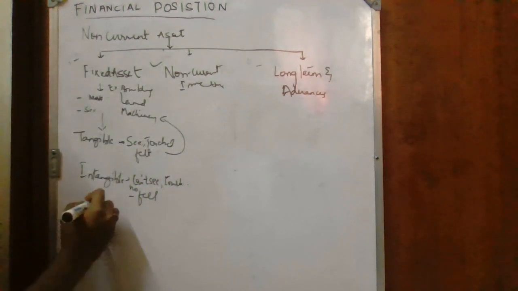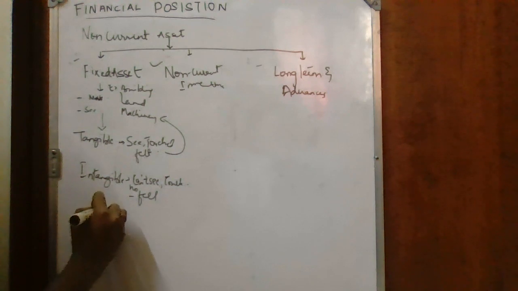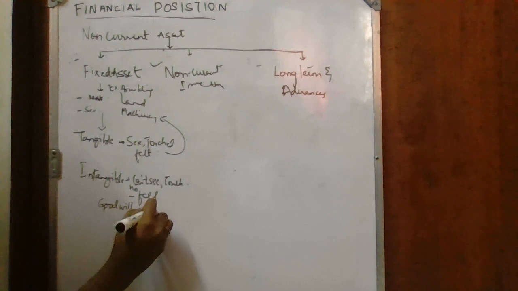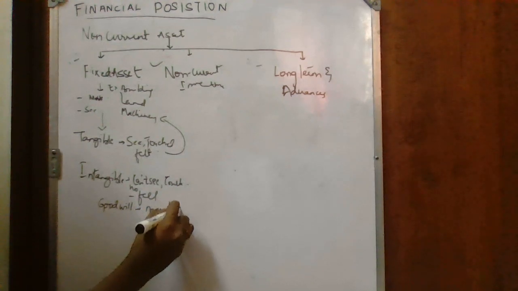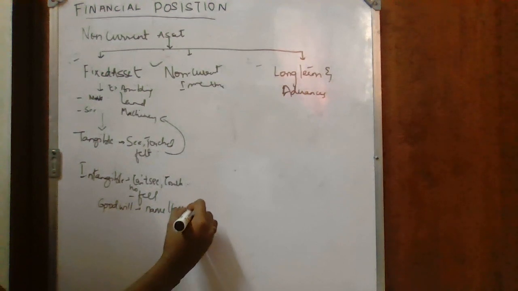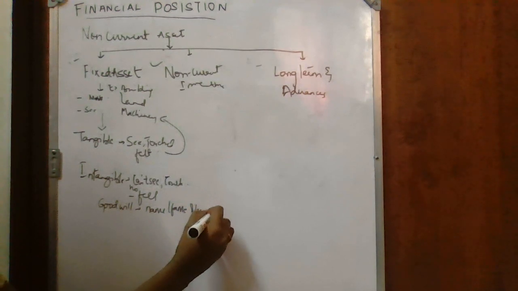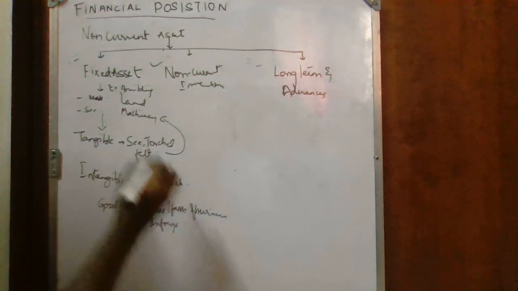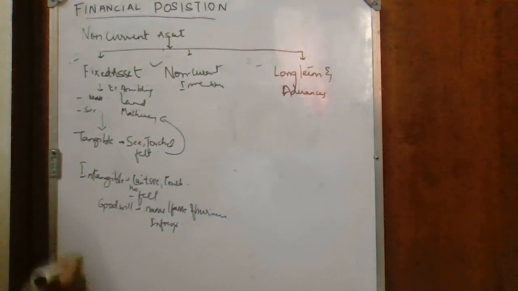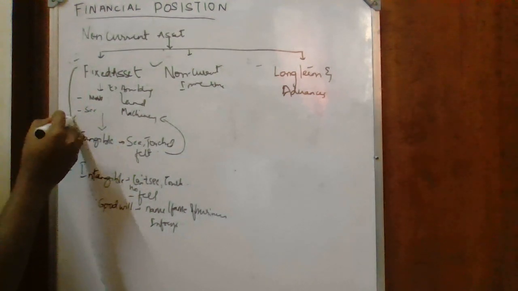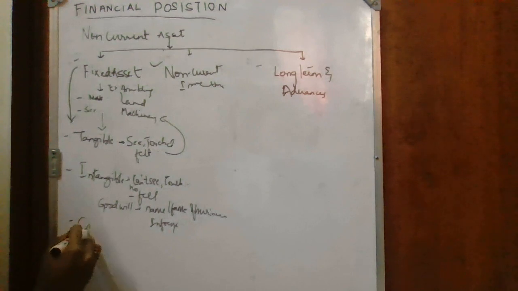An example of intangible assets is goodwill. But what is goodwill? Goodwill is the name or fame of the business that is earned over a period of time. Example, Infosys, the name and fame of the business. So tangible assets and intangible assets come under fixed asset. Next, we have capital work in progress.